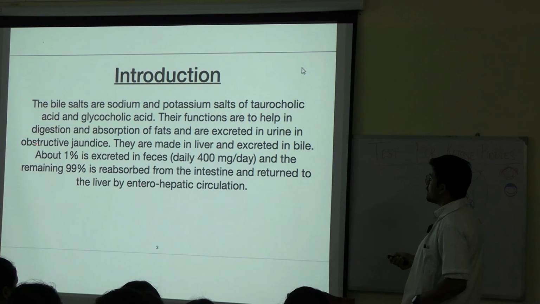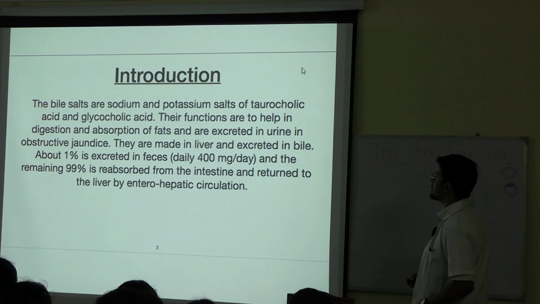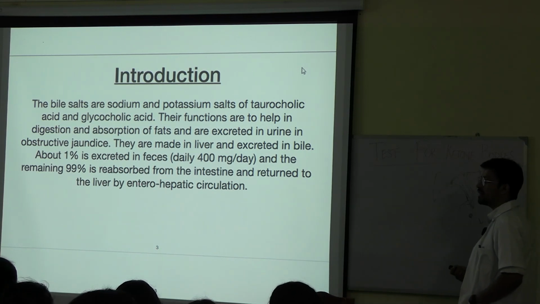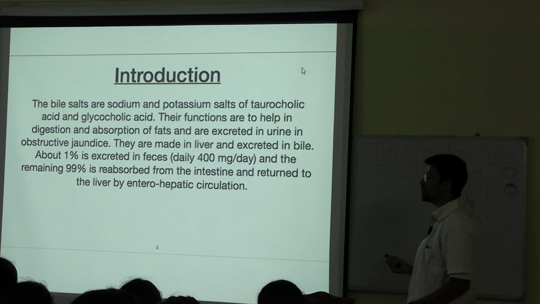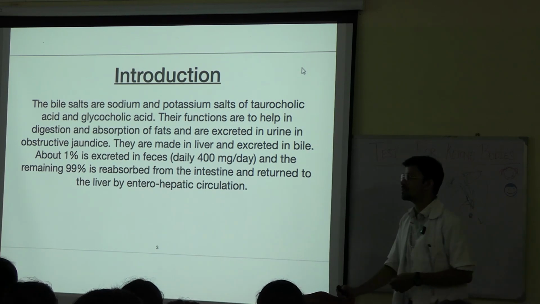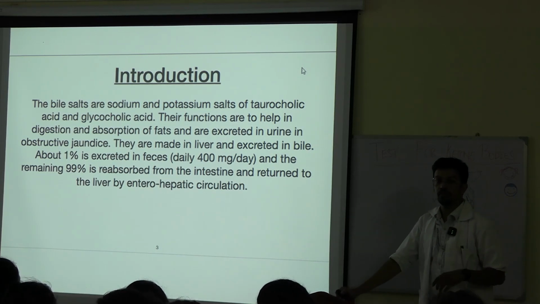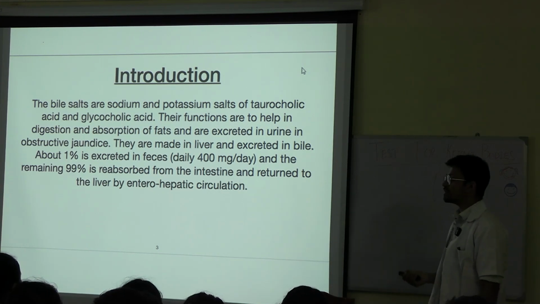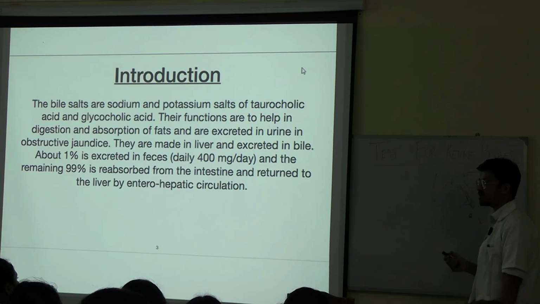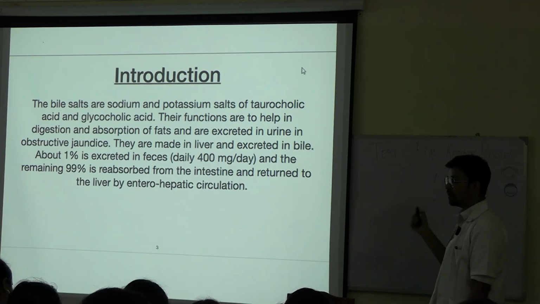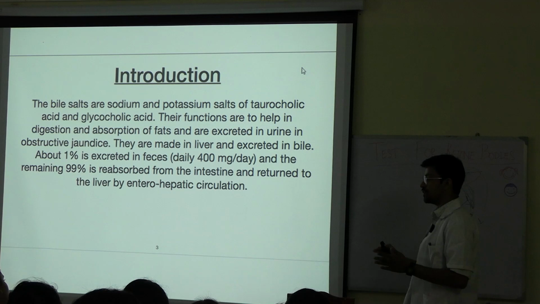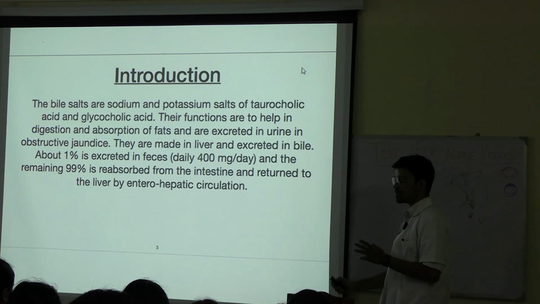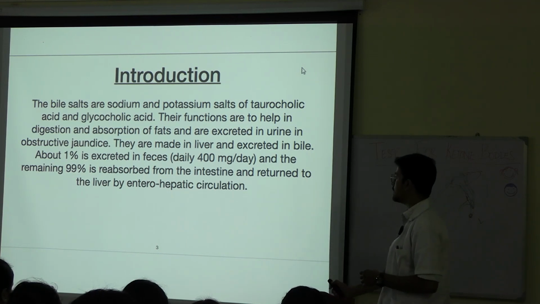Now about 1% is excreted in the feces. So anybody has any idea why the normal color of the feces is yellow? Which bilirubin? Stercobilinogen, yes. In case of urine, this is urobilinogen. In case of stool, it is stercobilinogen. I'll tell you the metabolism pathway, how it happens, everything will be there. But for now, just remember that stercobilin is the pigment that gives the stool its yellow color.